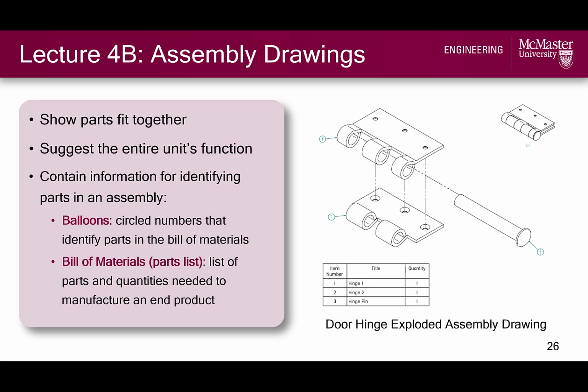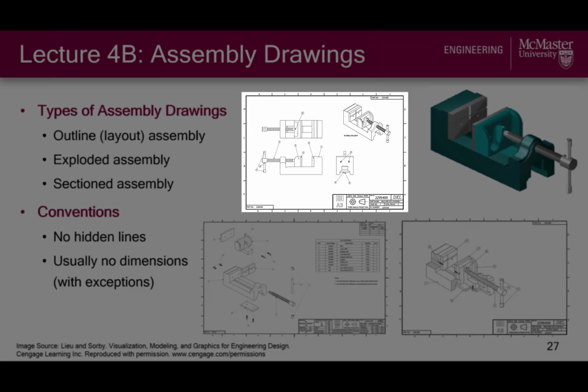In Lecture 4B, we talked about assembly drawings that serve to show how parts fit together and how the assembled device functions as a whole. This includes their main features, such as the assembly pictorial itself, the title block, as well as balloon labels and a parts list or bill of materials that helps to identify all of the components in an assembly and the number of each required.